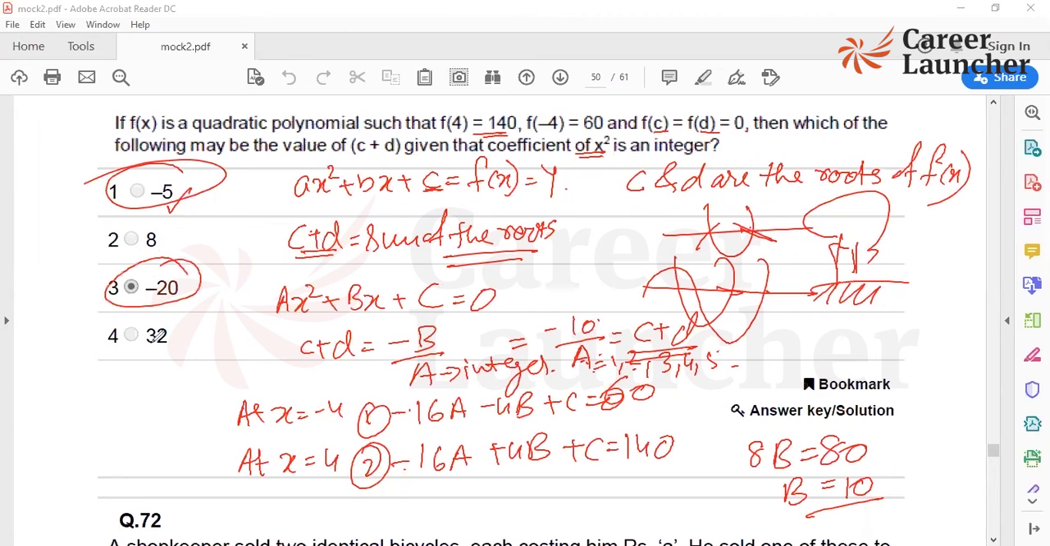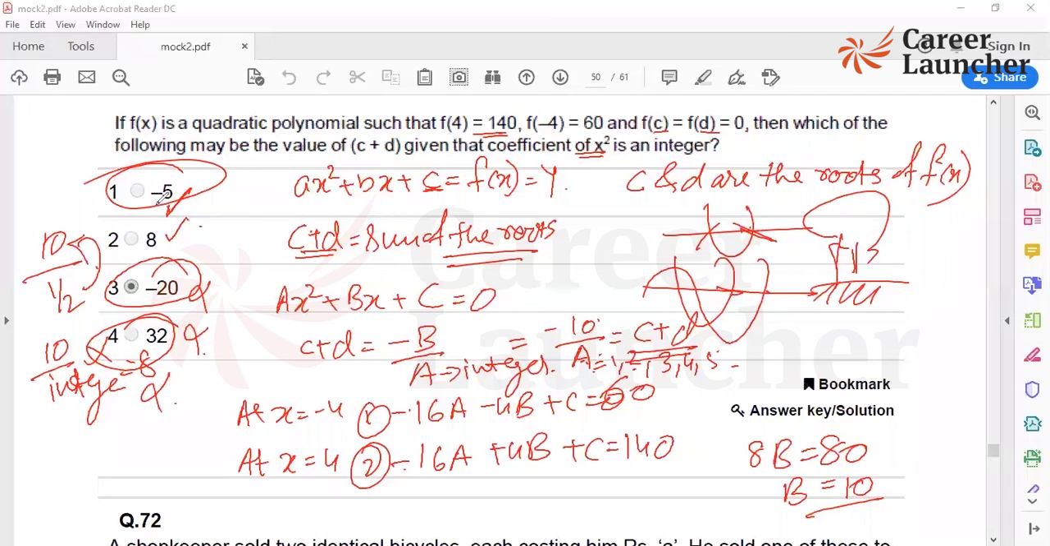But it cannot be minus 20 or 32. Why? The reason is that when 10 is divided by a value which is less than 1, only then it increases. So these two could not be my answer. My answer would be either minus 5 or 8. Is that fine? 10 divided by some integer, is it possible that it gives you 8? No, impossible. That is the reason why the only possible answer is minus 5.